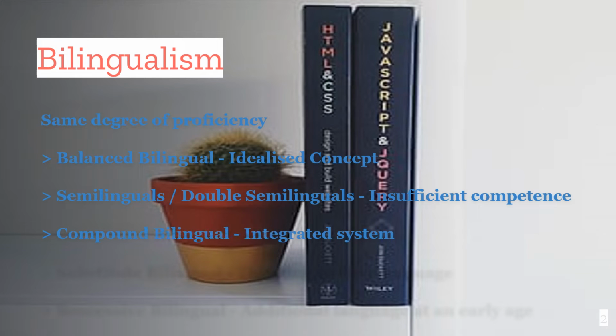The third type is compound bilingual. A compound bilingual would be exposed to both the languages they know indiscriminately. Maybe right from their childhood, their parents would be speaking both the languages, and thus they would have an integrated system for both these languages. There would be a common system of rules in their mind. So they are referred to as compound bilinguals.